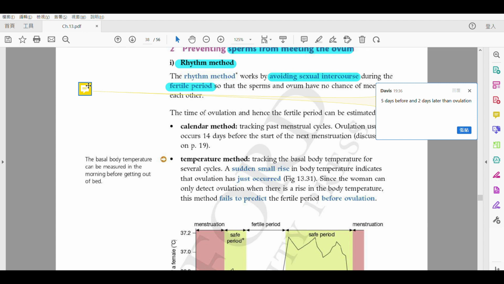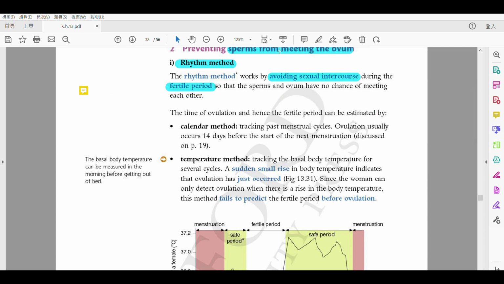Okay, related to the survival of sperm and ovum, right? So this is the fertile period, which is very likely for the sperm and ovum to fuse and form a zygote, or to put it simply, to be fertilized. Okay? So we need to avoid sexual intercourse during this period so that they will not have the chance of meeting each other.